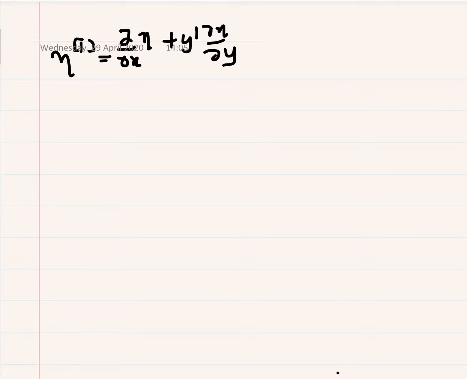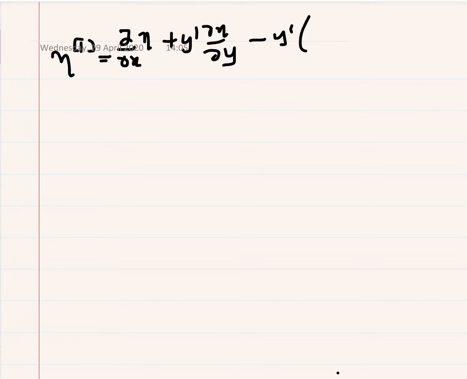Okay, so it can be shown that eta 1, which is the total derivative of eta with respect to x minus y dashed times the total derivative of xi with respect to x. So we get the total derivative of eta with respect to x plus y dashed times the total derivative of eta with respect to y. That is the total derivative of eta with respect to x minus y dashed.